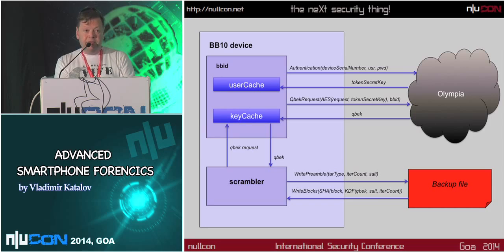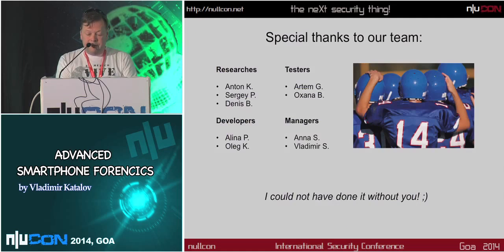It is the Olympia service. As I said, it is not publicly available and not mentioned in any documentation. And there is a user cache and a key cache in the device, and it sends requests to the Olympia service, and BlackBerry Link just translates those requests and receives responses for them. And the QBAC key which we receive is forwarded to the Scrambler service, which encrypts and decrypts the data stored in the BlackBerry backups.